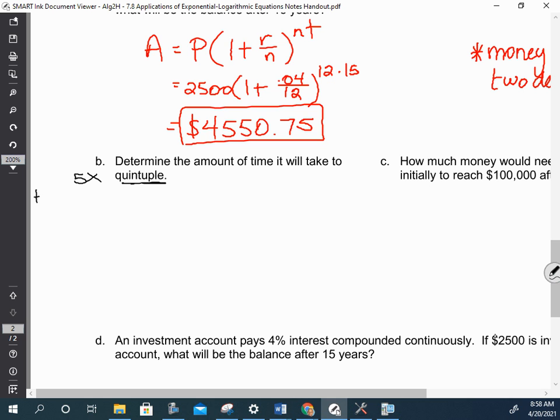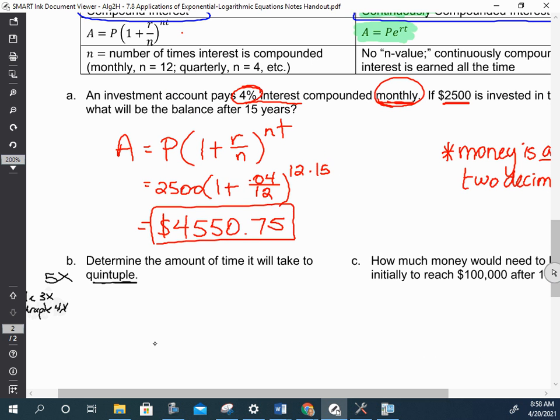So triple would be 3. Quadruple is 4 times. Most of us know that double is twice. So quintuple is 5 times.